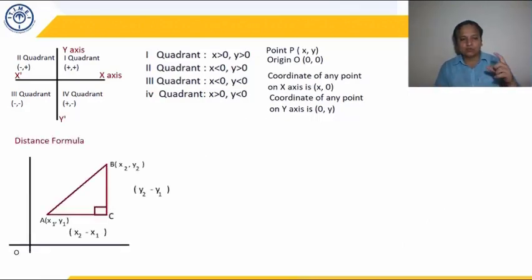Now we take 2 points, A with coordinates x1, y1 and B with coordinates x2, y2. We wish to find the distance between these 2 points AB. Now horizontal distance between these 2 points A and B is x2 minus x1, because on x-axis A point is x1 unit away from the origin and B point is x2 unit away from the origin. So horizontally distance between point A and B is x2 minus x1.